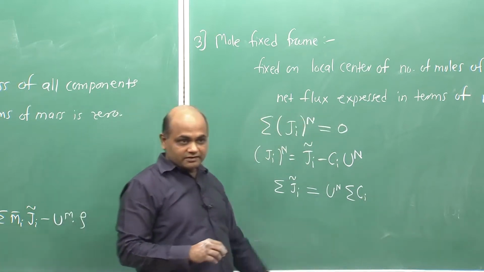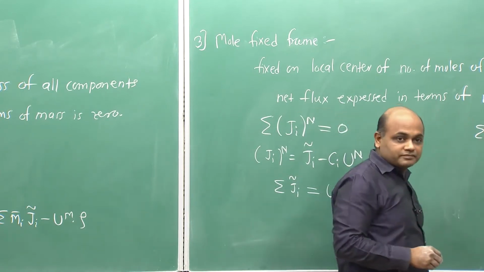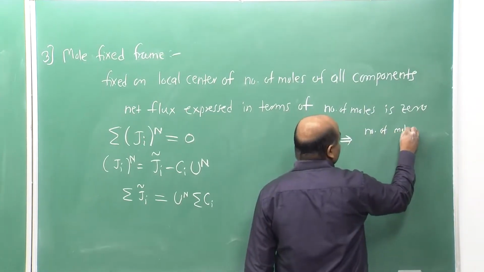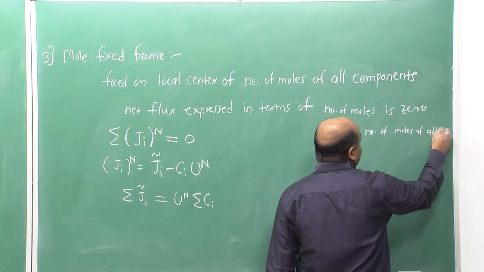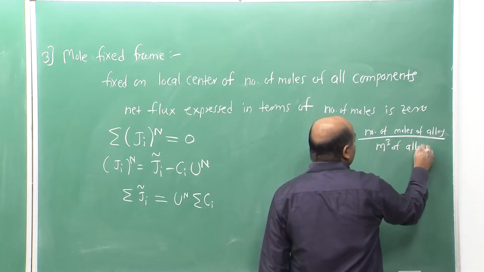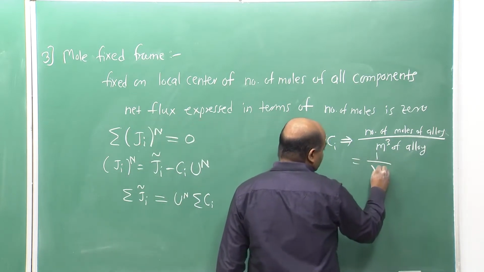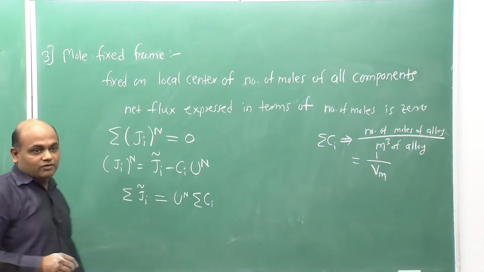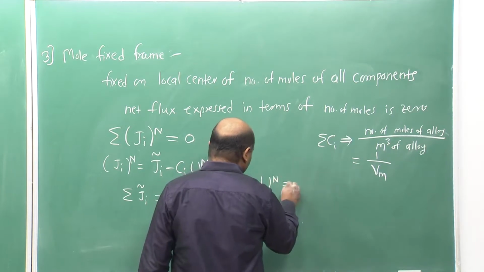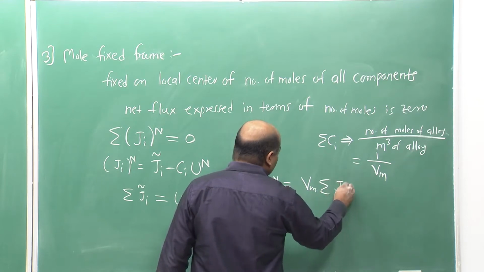What is sigma C I? Number of moles of alloy divided by meter cube of alloy, which is nothing but inverse of molar volume of the alloy, right. So, U n or the velocity of mole fixed frame is basically molar volume times sigma J I tilde.